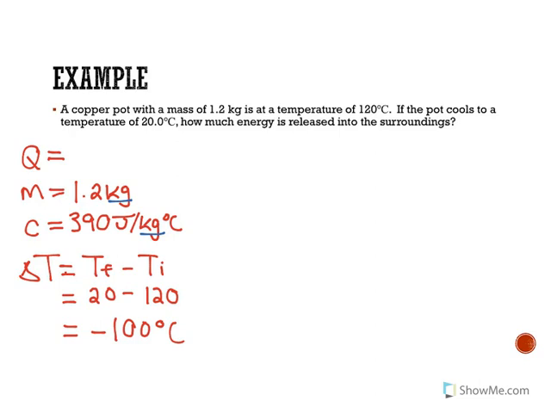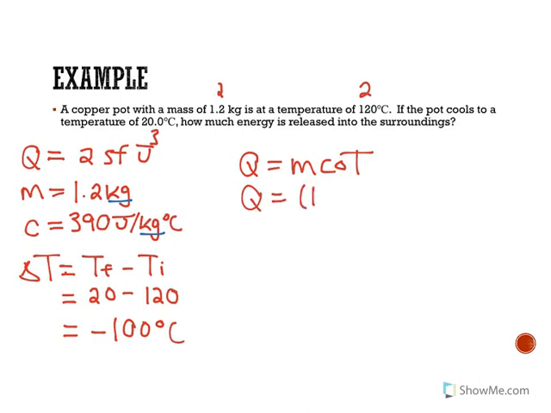And if we take a look, we have 2 significant figures, 2 significant figures, and 3 significant figures. So our final answer is going to have to be 2 significant figures and in joules. We then write out our formula. Q is equal to mc delta T, and plug in our variables. 1.2 times 390 times negative 100.